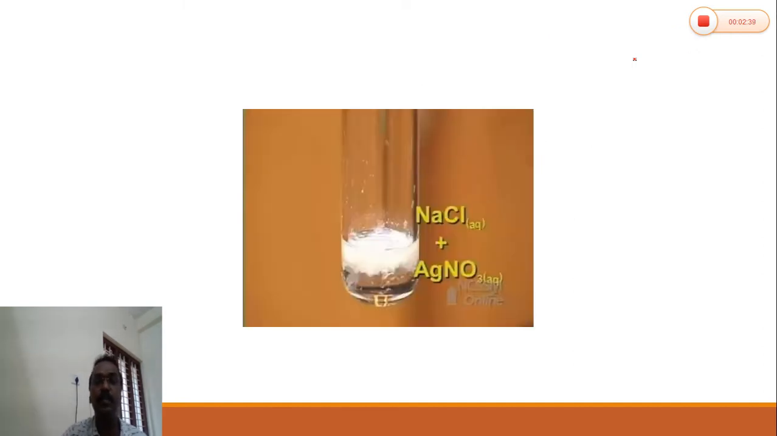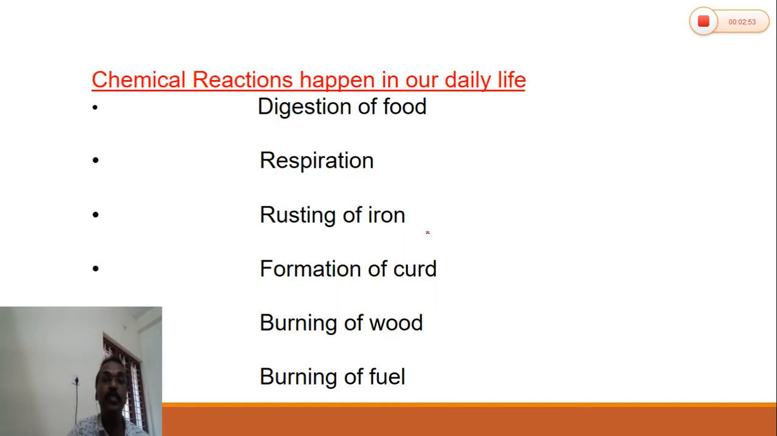Now this is another reaction. Here change of the state also takes place. Silver nitrate is colorless and sodium chloride is also colorless. When these two substances are added, one solid substance is formed. So there is a change of state.